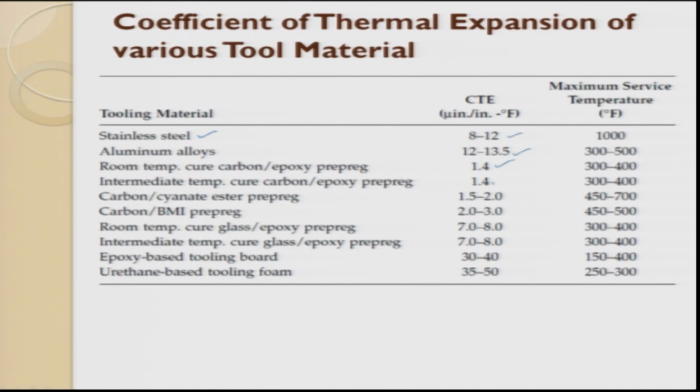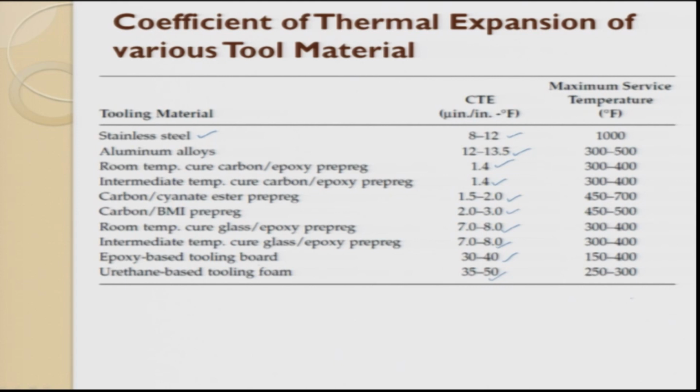Intermediate temperature cure carbon epoxy prepreg is 1.4. Then carbon ester prepreg is 2. Then carbon BMI prepreg is 3. Room temperature curing glass fiber prepreg is 8. Then intermediate is 8. Epoxy based tooling board is 30 to 40 microns. Urethane based tooling foam is around 50 microns.